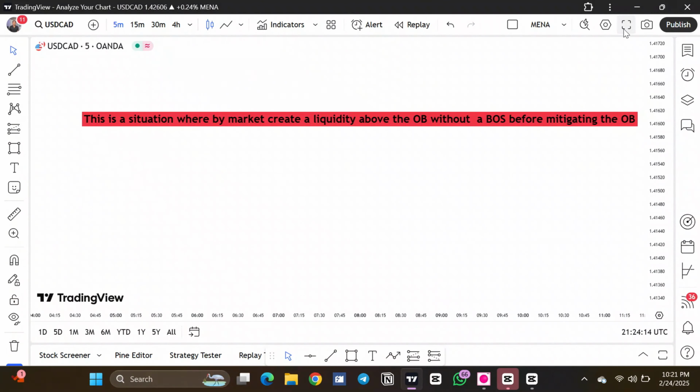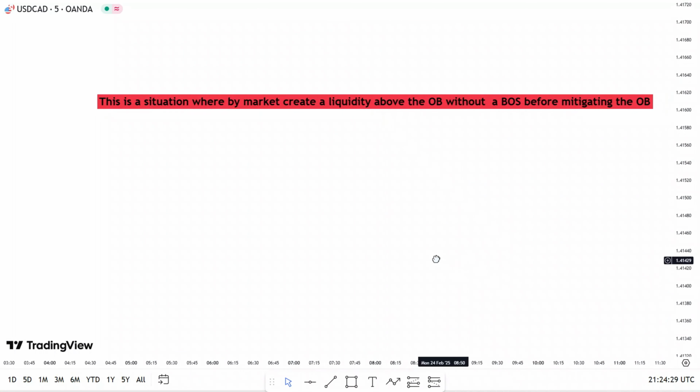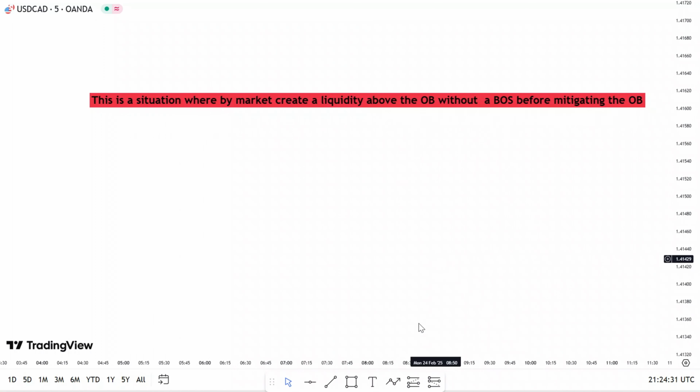With that said, let me get into the analysis. So this is simply what an engineer liquidity is. This is a situation whereby the market creates a liquidity above the order block without a break of structure before actually coming back to mitigate the order block. This is what an engineer liquidity is.